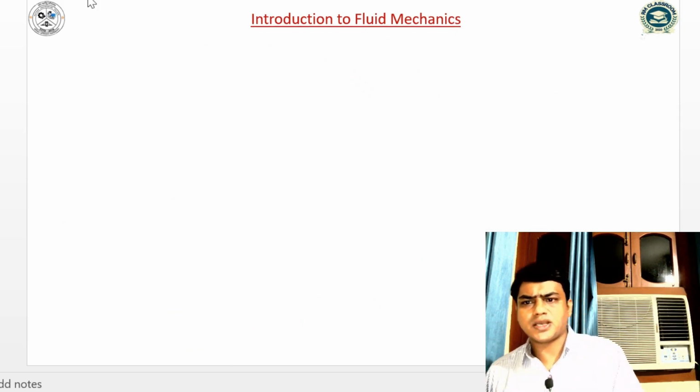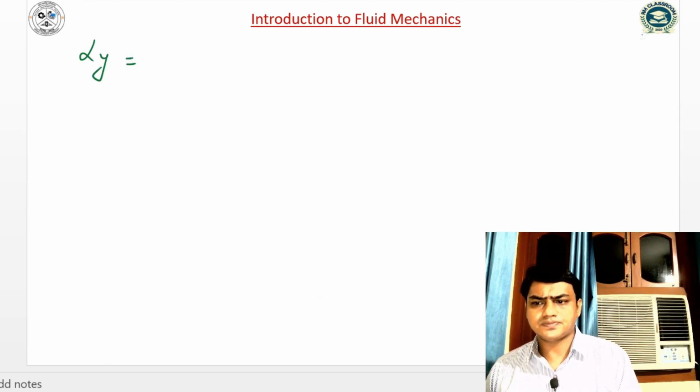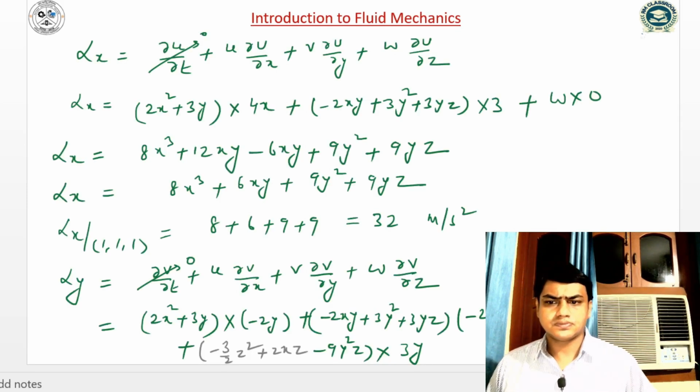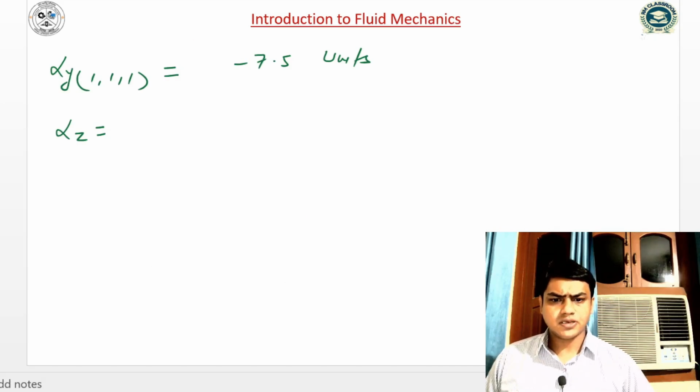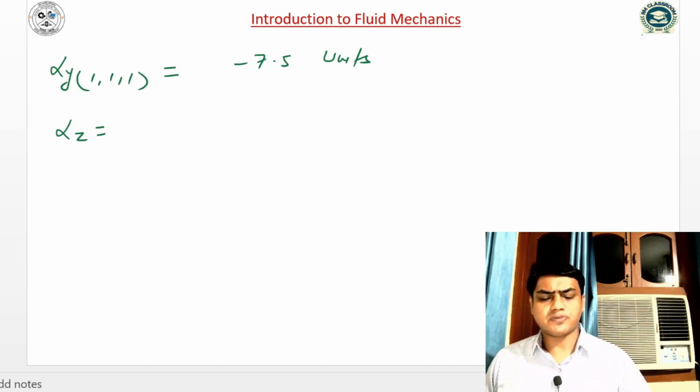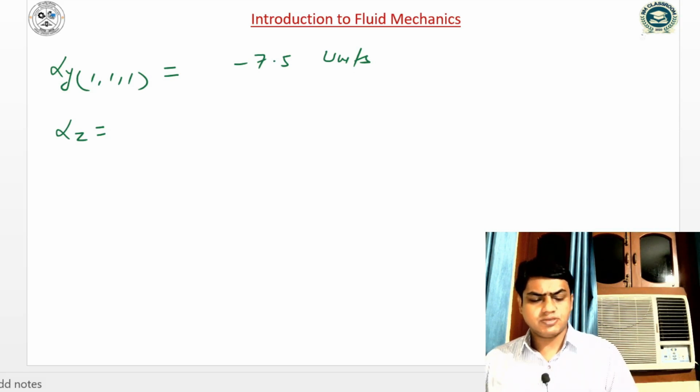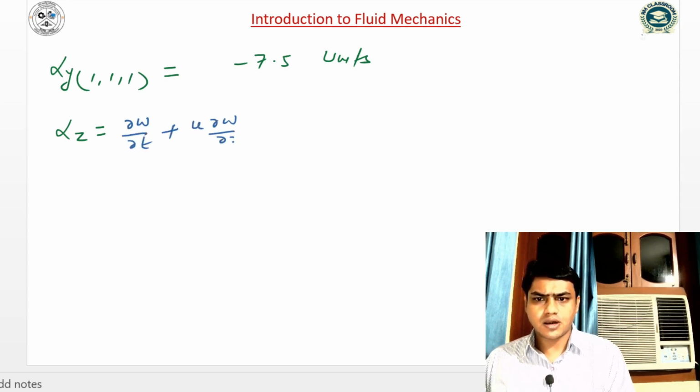So if I compute the magnitude of alpha y, alpha y is coming out to be minus 7.5 units. Similarly, alpha z can be computed. So alpha z can be written as del w by del t plus u into del w by del x plus v into del w by del y plus w into del w by del z.